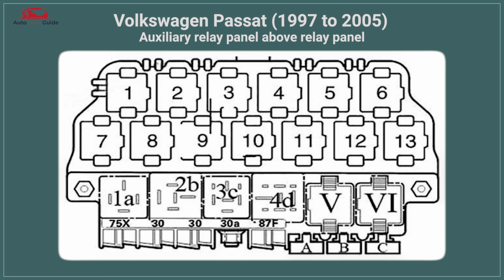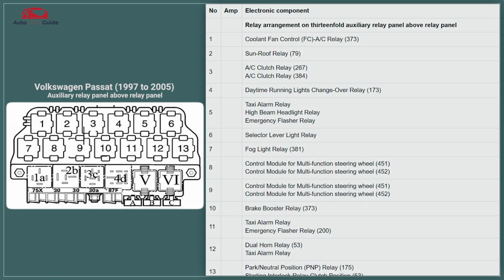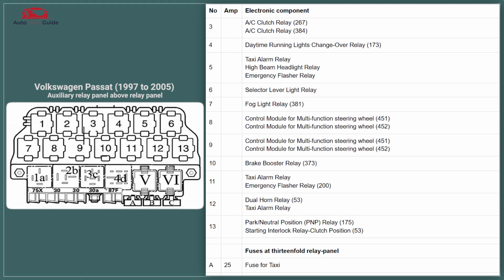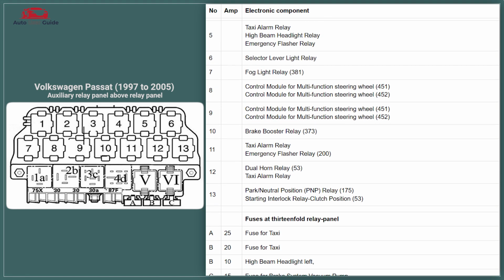The auxiliary relay panel above the main relay panel in the Volkswagen Passat, 1997 to 2005, handles relays for convenience and comfort features such as sunroof, wipers, and interior monitoring systems.